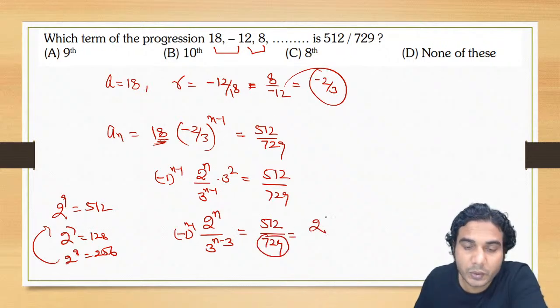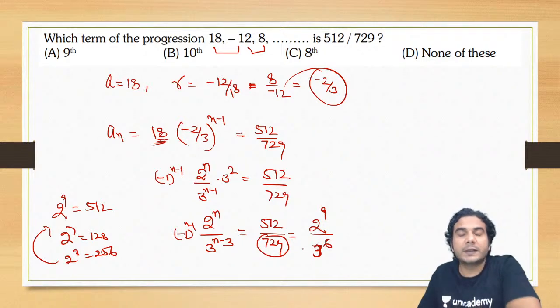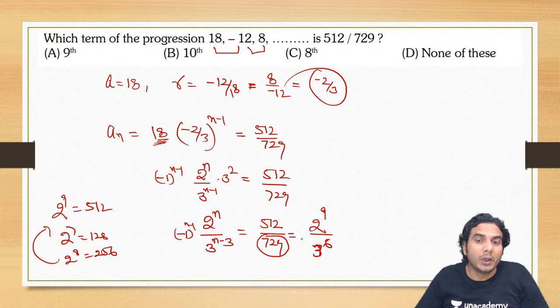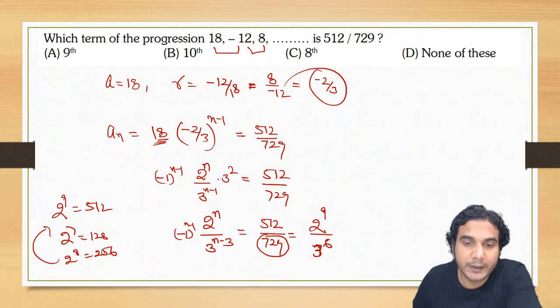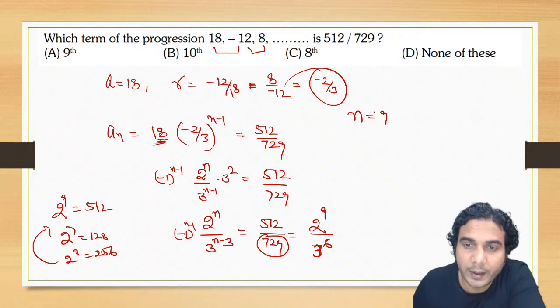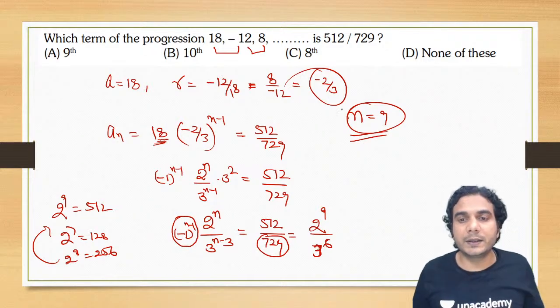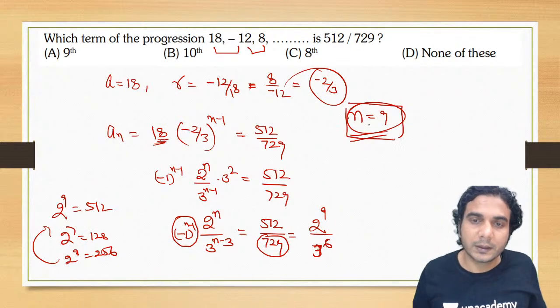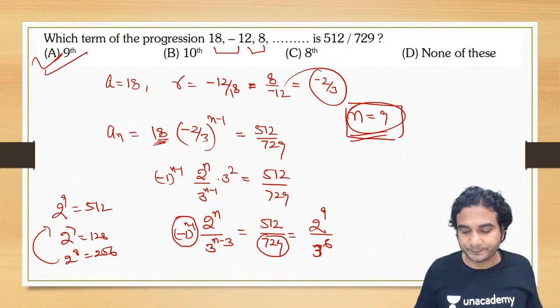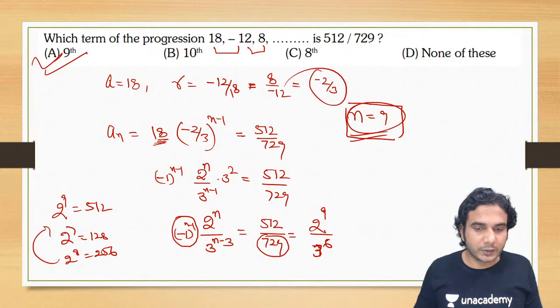You can write 2 raised to 9 upon 3 raised to 6, because 3 raised to 4 is 81, then 3 raised to 5, 3 raised to 6, perfect. You can compare, so n will be equal to 9. If n is 9, then this will become a positive number, and these two will be equal. So n is equal to 9. Yes, ninth is the correct answer. All right, Subhash, your answer is wrong.